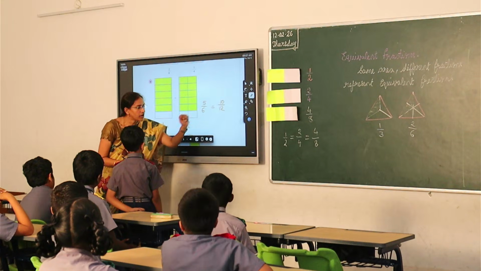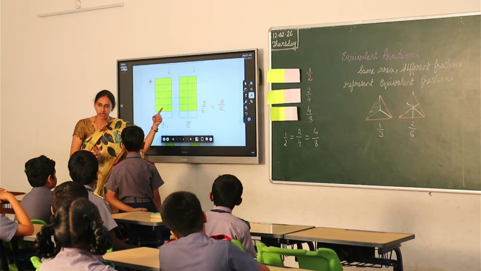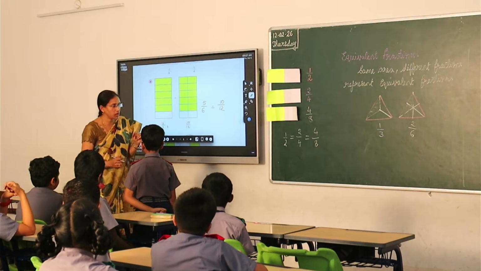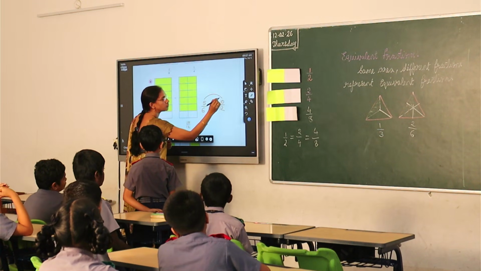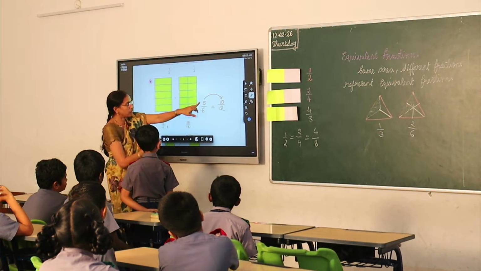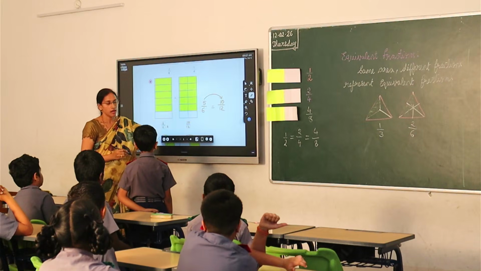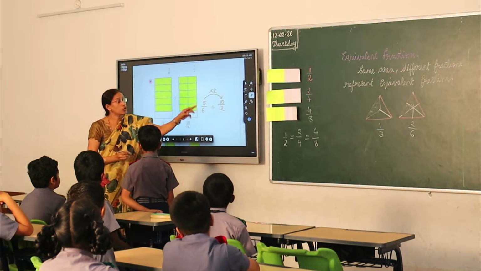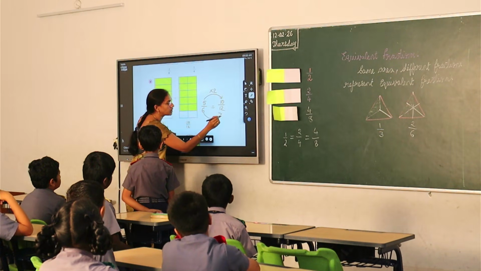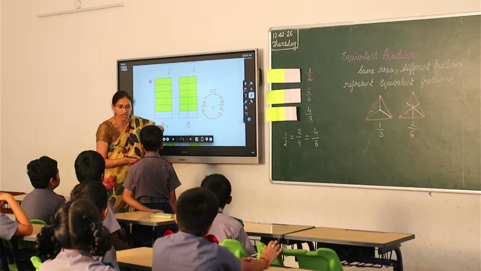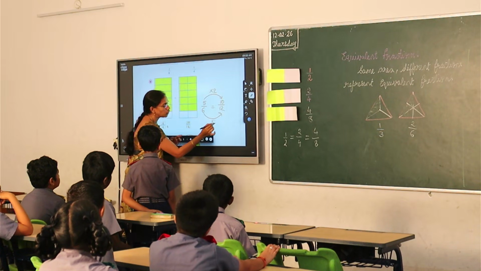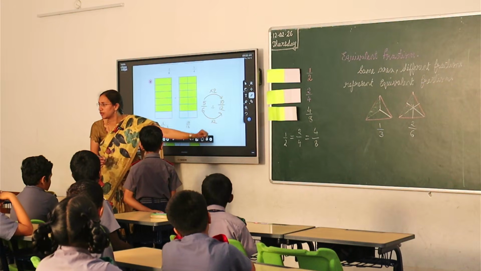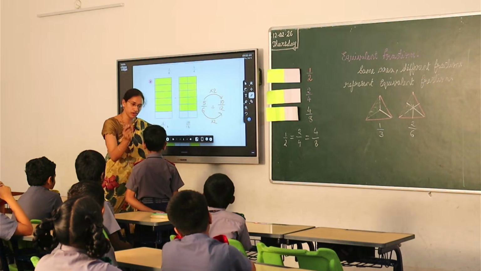When will we get an equivalent fraction? When we multiply numerator and denominator with the same number. Now tell me, with which number is 5 multiplied? You got 10. Yes, 5 times 2 is 10. So, the denominator also has to be multiplied with the same number. What is that number? 2. So, 6 times 2 is 12. Now, 5 by 6 and 10 by 12 are equivalent? Yes, good. Go sit down.